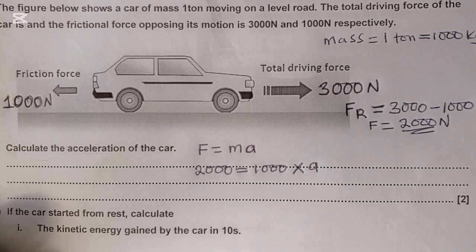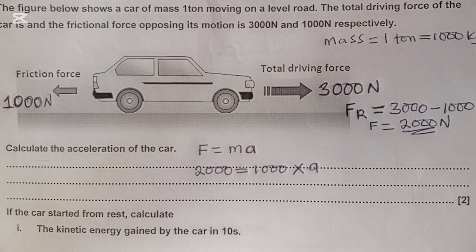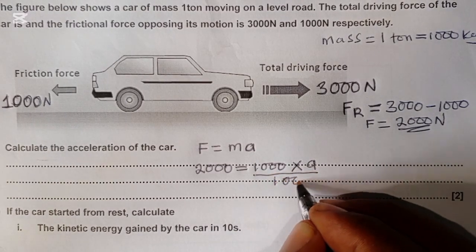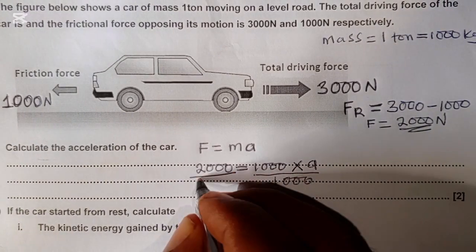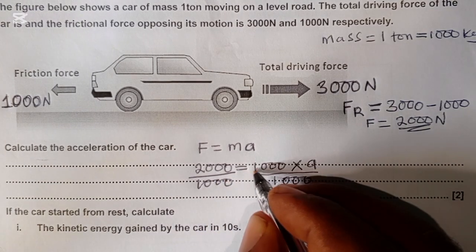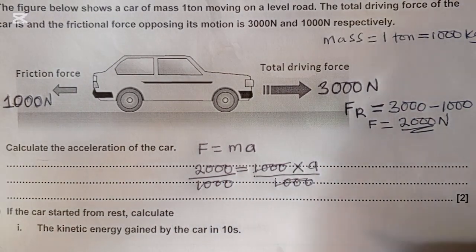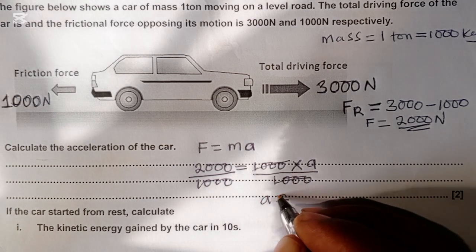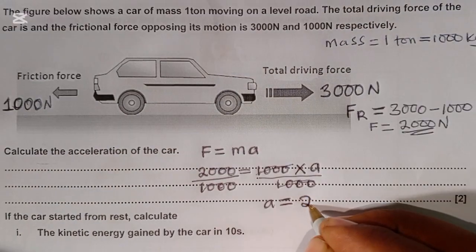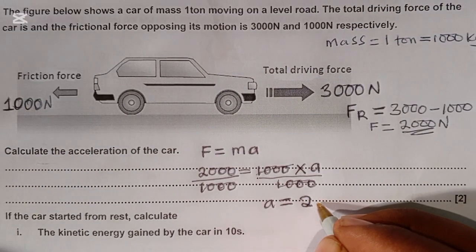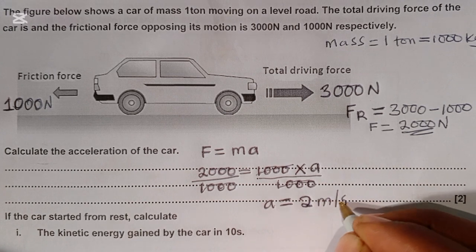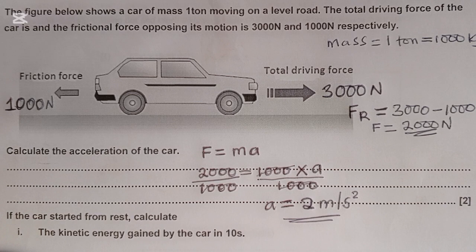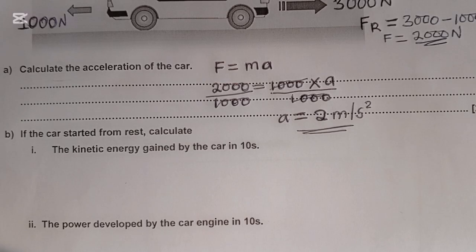So from there, I'll divide throughout by 1000. So 1000 over 1000, 1000 and 1000 go. So acceleration is equal to 2 meters per second squared. So this is the acceleration.